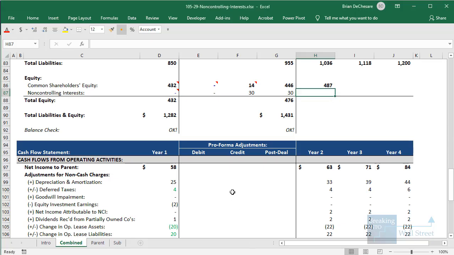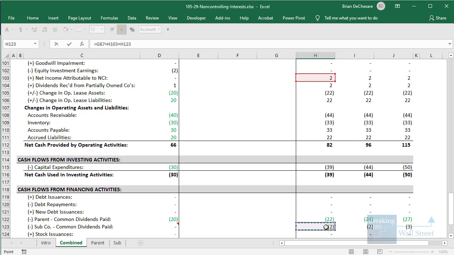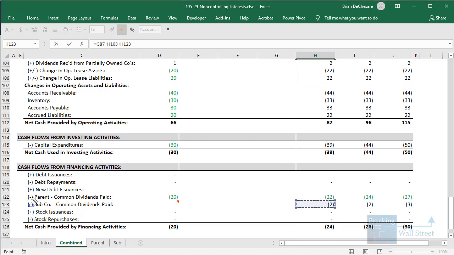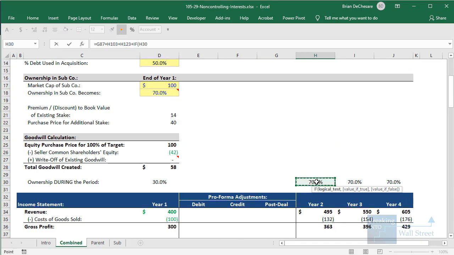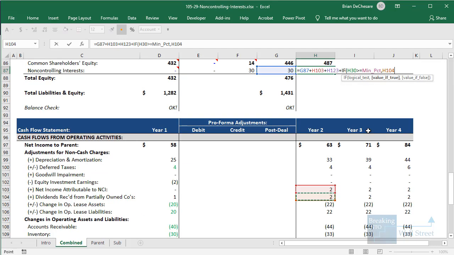Let's take a look at how this looks. So we'll take this number, we will factor in the net income attributable to non-controlling interests. We will then also include the subco dividends paid. So this is 100% of subco's dividends right here that we're subtracting out. And then we'll go up and look at the ownership percentage. And if this is greater than or equal to the 50% up here, then we also want to add these dividends received from the partially owned companies.